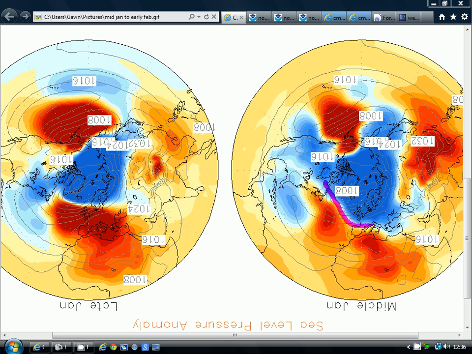The jet stream may be tracking more to the south with that, so it could be on the cold side of the jet stream, but it is certainly very, very unsettled. There'll be lots of heavy rain and maybe some wintry conditions at times in the north in particular.